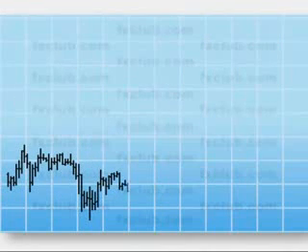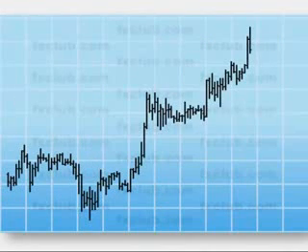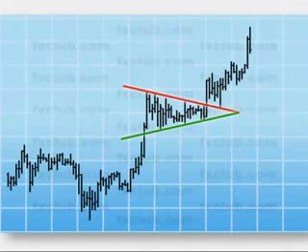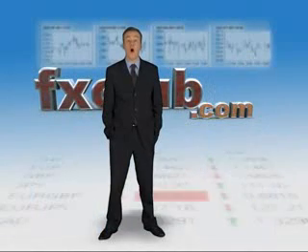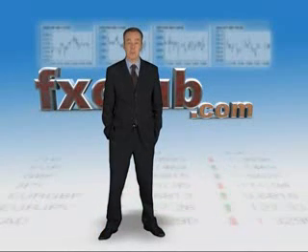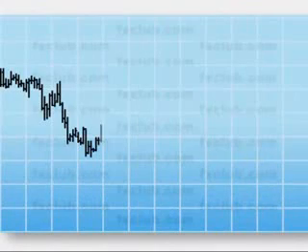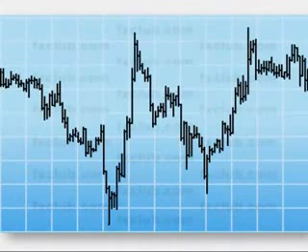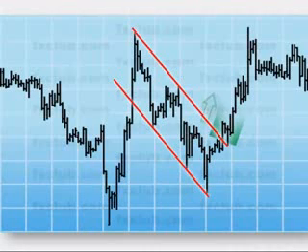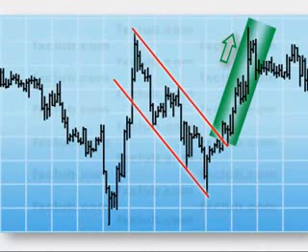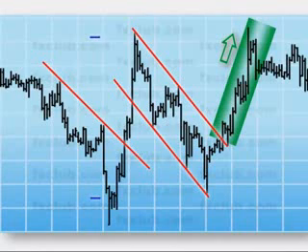The correction can also take the form of a small symmetrical triangle. When this happens, we call it a pennant. Opening positions and setting price targets remain the same. Flags obey the wedge rule: when the flag slants in the direction of the prior trend, then it's a reversal signal.